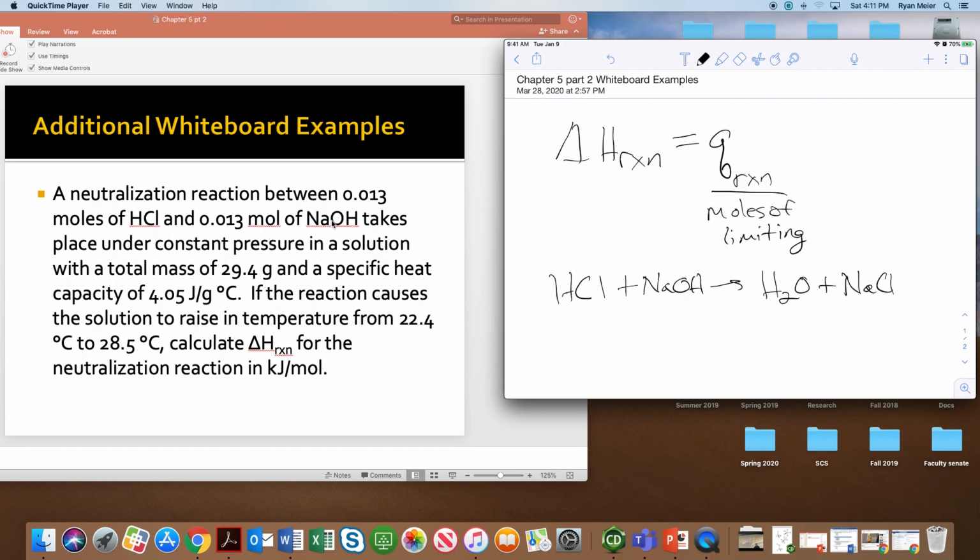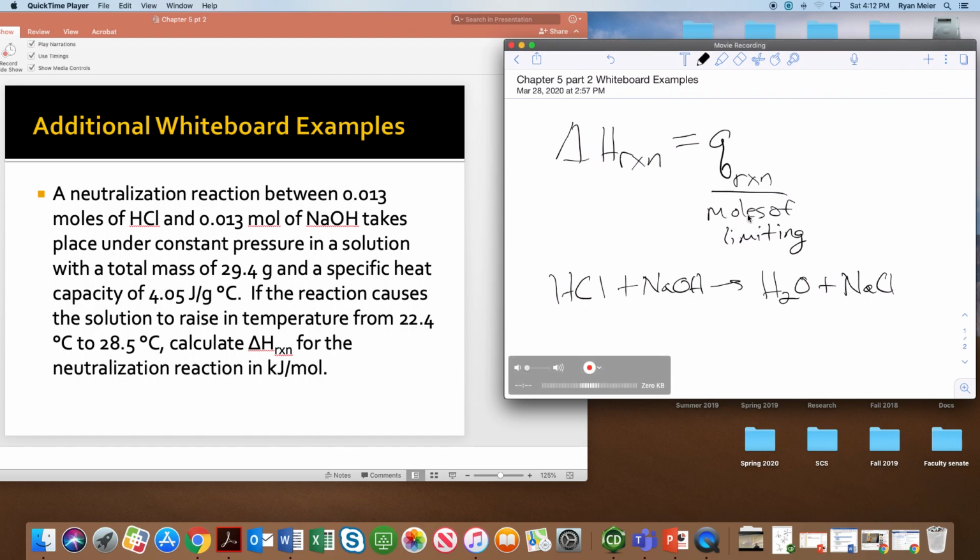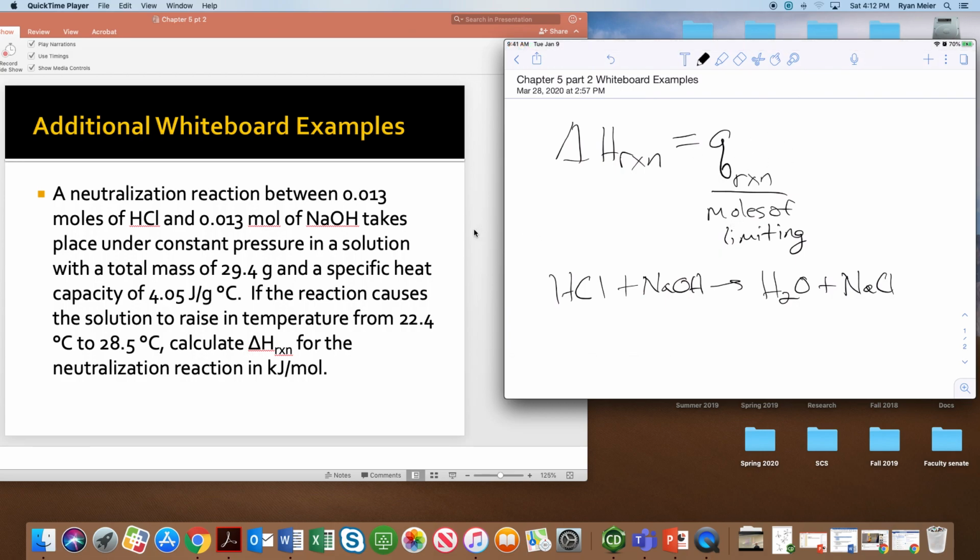So really, as we look at our two reactants, if we have the same amount of each of them, and it's a 1 to 1 reaction, well, 0.013 moles, that is the moles of our limiting reagent in this case. So we have the moles of limiting we need here.